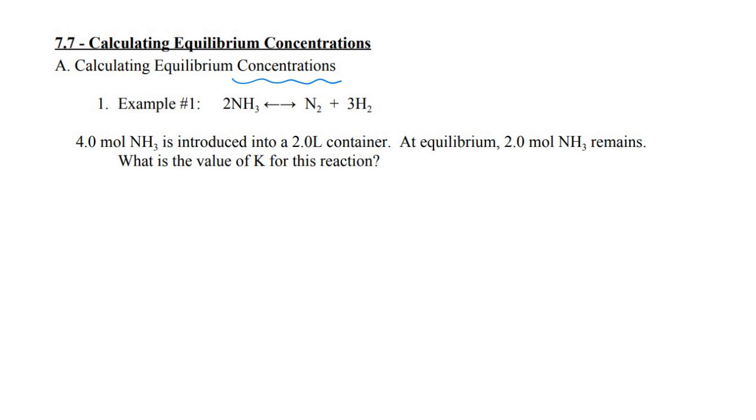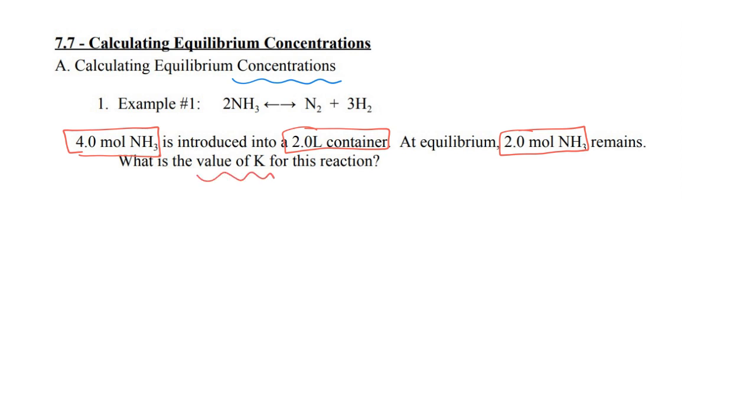So in this example, we've got NH3. It's turning into nitrogen and hydrogen over on my product side. It's a reversible reaction, so we see that double arrow there. It tells us how many moles of NH3 we start with and what the volume of that container is. So it also tells me that at equilibrium, how many moles of NH3 are left over. The question, though, is asking us to solve for the value of K.